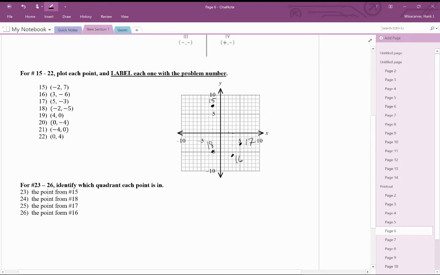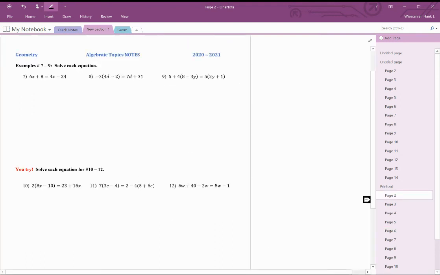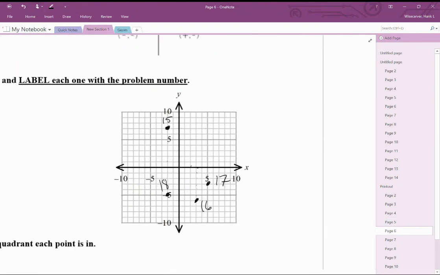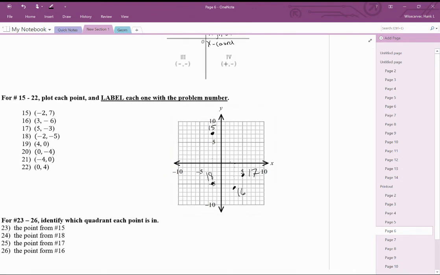I didn't mention it earlier, but for x values, positives go to the right, negatives go to the left. For y values, positives go up, negatives go down. Remember, we're always going to do x first and then y. So 19 is 4, 0. 1, 2, 3, 4. And 0 up or down. 20 is 0 left and right. And then down 4, 1, 2, 3, 4.